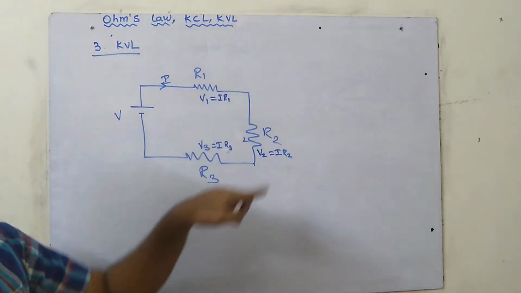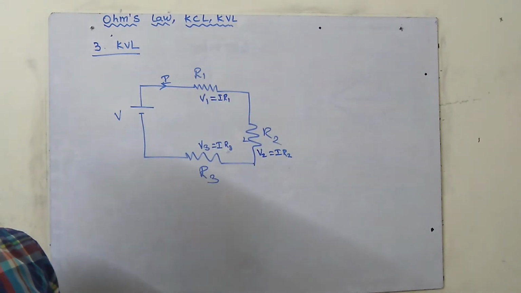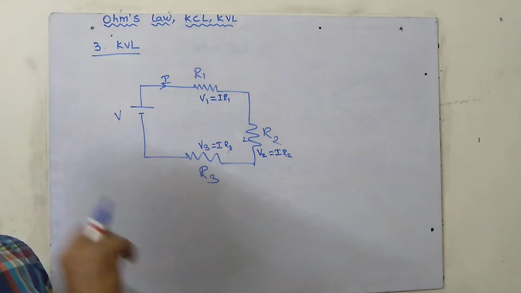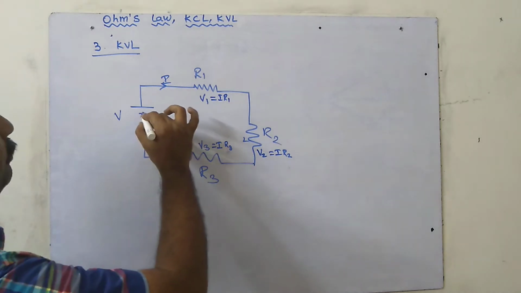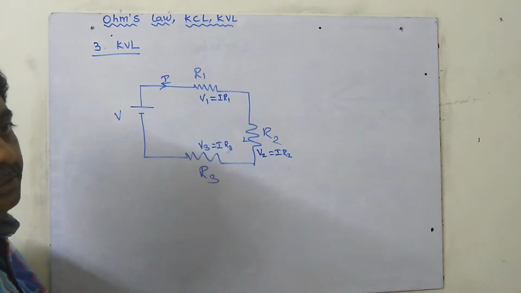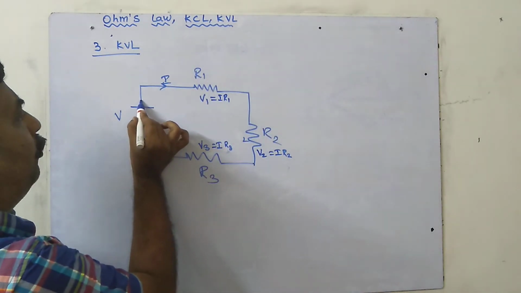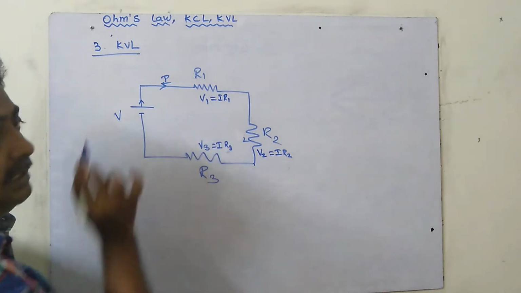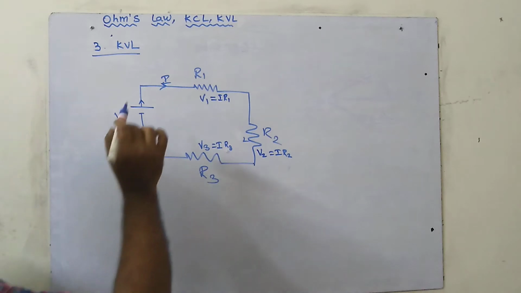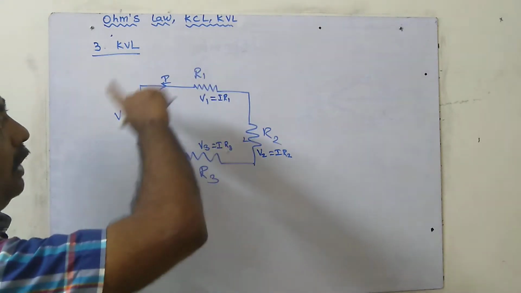If I add all those voltages, it will be equal to 0. But how to add? That is very, very important. How to apply this KVL, KCL, that's the thing. See how the current is flowing. The current is flowing in this direction, clockwise, because the current always flows from positive to negative; it starts at positive and ends at negative. Here only one current is there, so current is flowing clockwise.